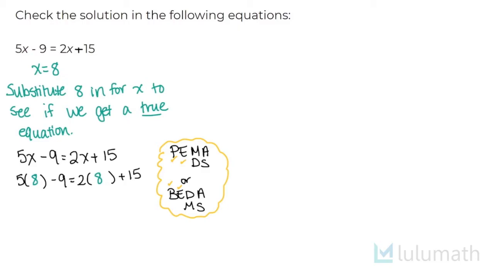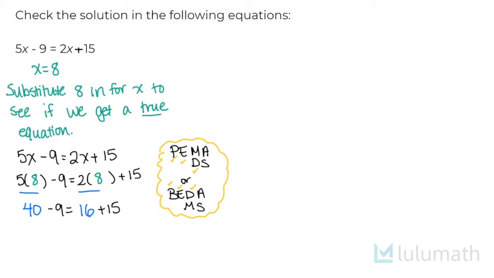So 5 times 8 is 40, and then I'll copy down this minus 9. And then 2 times 8 is 16, and then I'll copy down this plus 15. And that's it for multiplication and division. So now we're going to look and see if there's any addition or subtraction, and we can go ahead and do that. Notice how on every single line I'm copying down whatever piece I have not evaluated, because I need to make sure that each line is equivalent to the line above it.